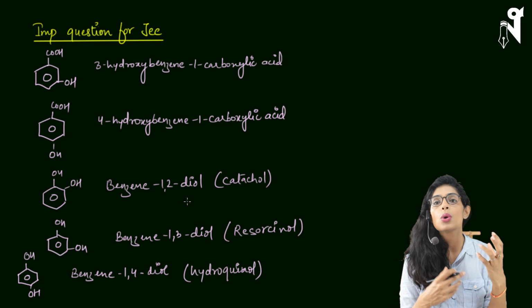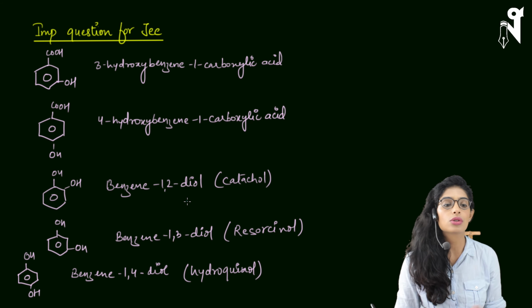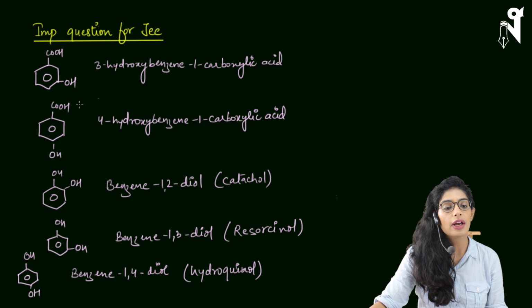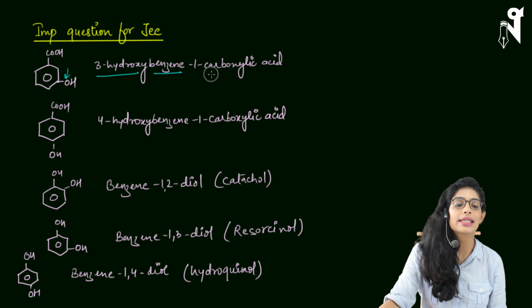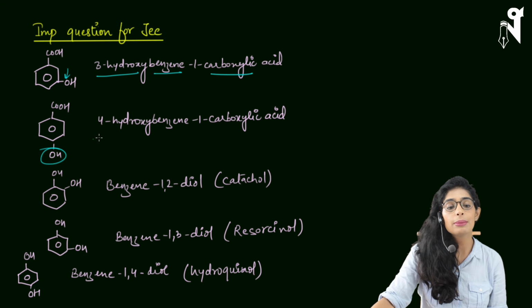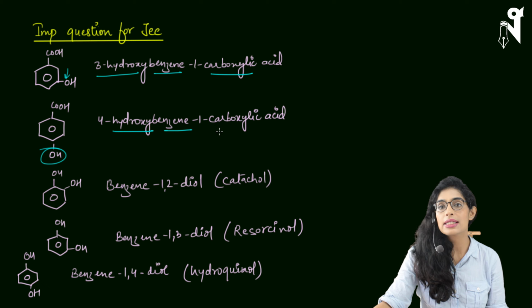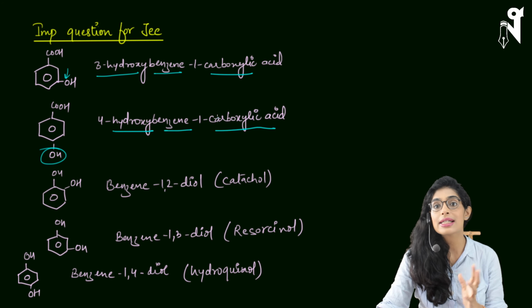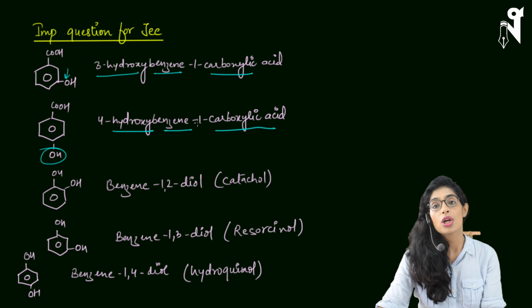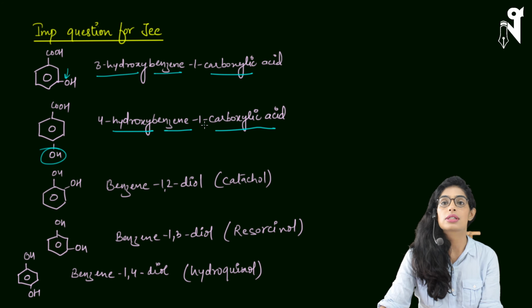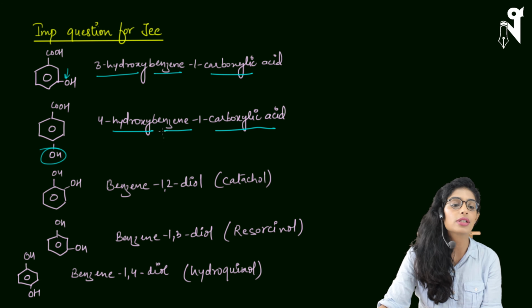Now the placement of COOH and OH can also vary, and the names will also vary. Here if I am placing OH on the third position, the name will be 3-hydroxy benzene carboxylic acid. It can be on the fourth position also, and that will be 4-hydroxy benzene 1 carboxylic acid. This is not salicylic acid. Salicylic acid is only 2-hydroxy benzene carboxylic acid. But you get questions from this.